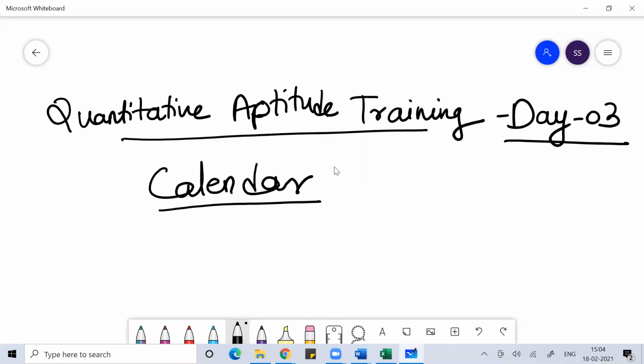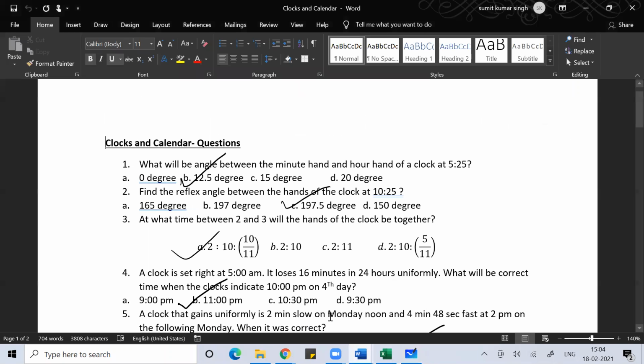So talking about calendar, like in every competitive exam, especially for your management based exam for your placements, you definitely will get problems on calendars. So the kind of problems what you get in calendar would be something like this. Let me show you a problem on calendar.